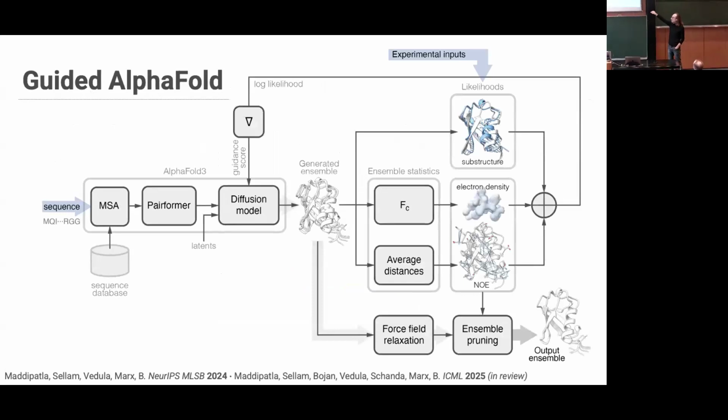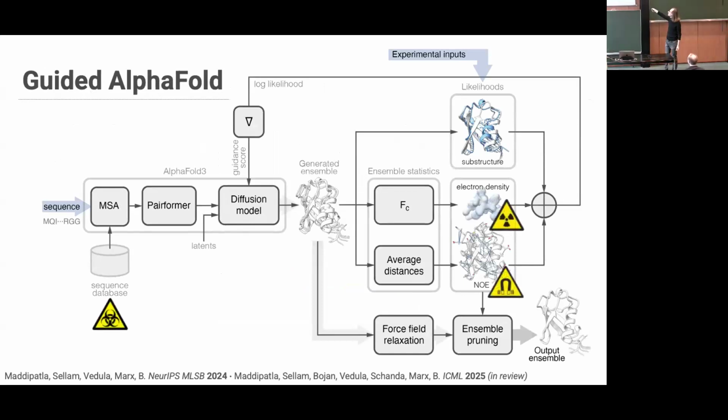This is the original AlphaFold. Unconditionally, it would generate just a trivial ensemble of structures, typically with very small variability. Then we calculate ensemble statistics, for example, the electron density or the ensemble average distances. So this is where our experimental inputs come from, right? From X-ray crystallography or from NMR.